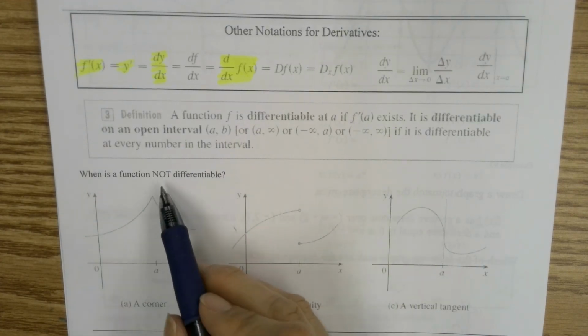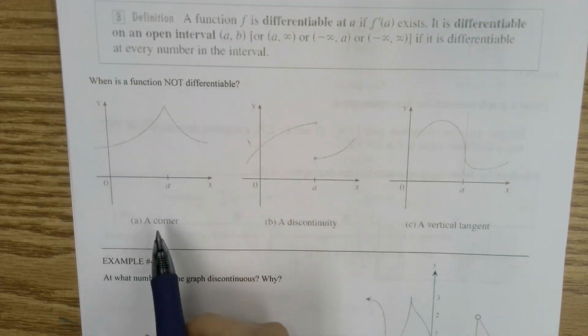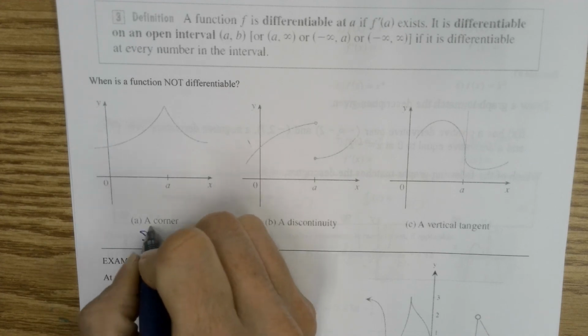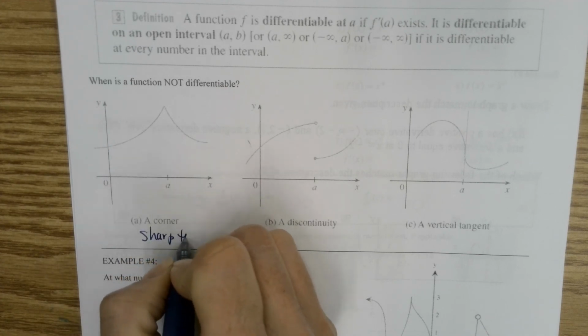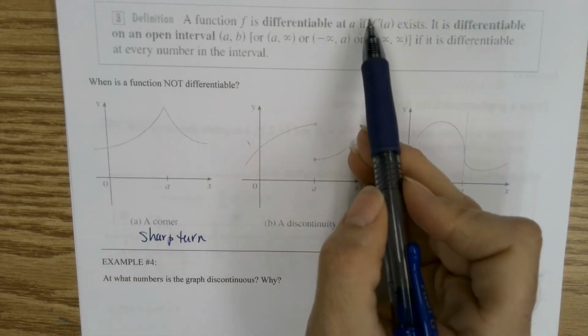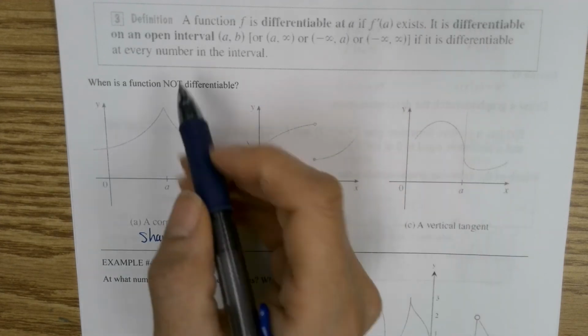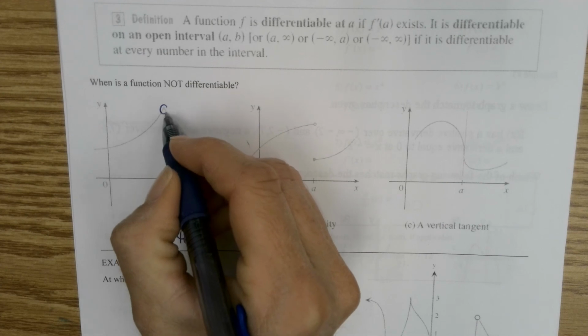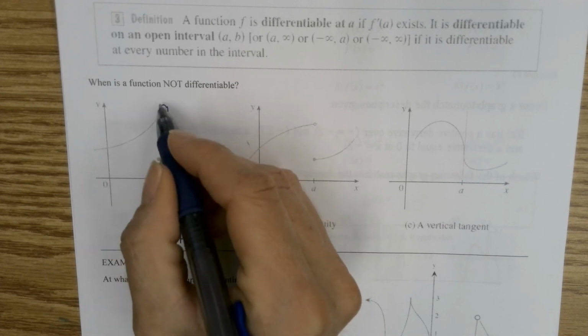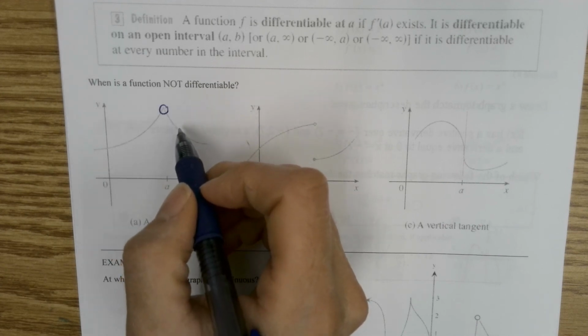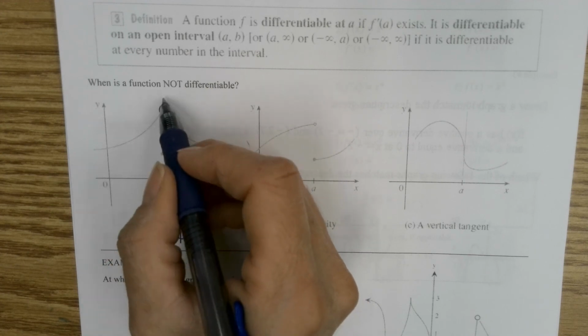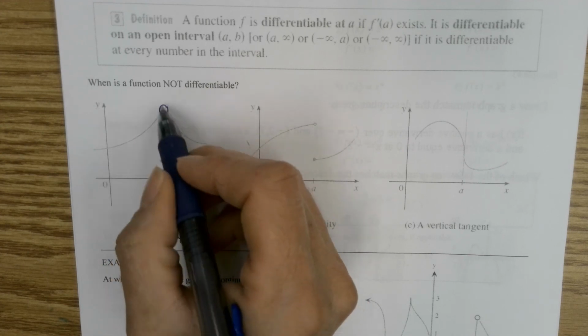So when is a function not differentiable? When you have a corner, which I'm also going to call a sharp turn, and that is because f prime of a, or f prime of x, represents a limit, and at this point right here, the slope of the left side and the slope of the right side are not approaching the same number. That's a very positive slope. That's a very negative slope.